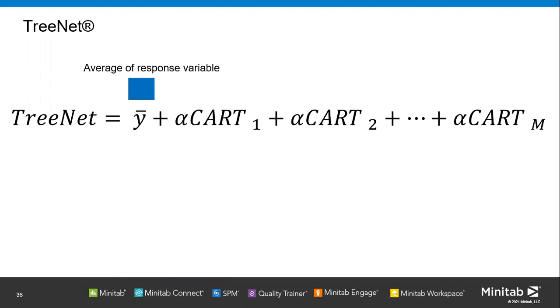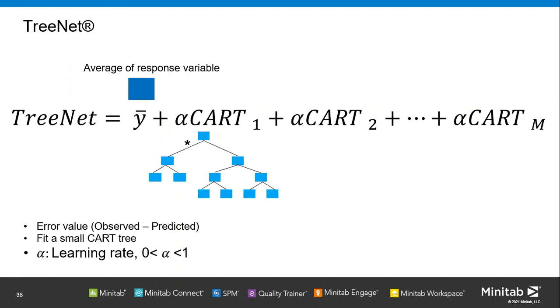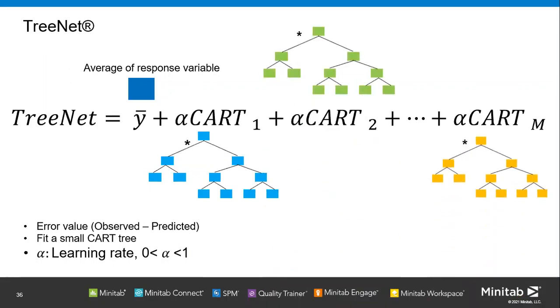For example, here from the average, we get the residual from the actual data and the predicted data. From the average, they come out with the first tree. From the residual of that first tree, they come out with another tree, and then another one, and so on up to however many data you have. So this is the difference between a random forest and the TreeNet.